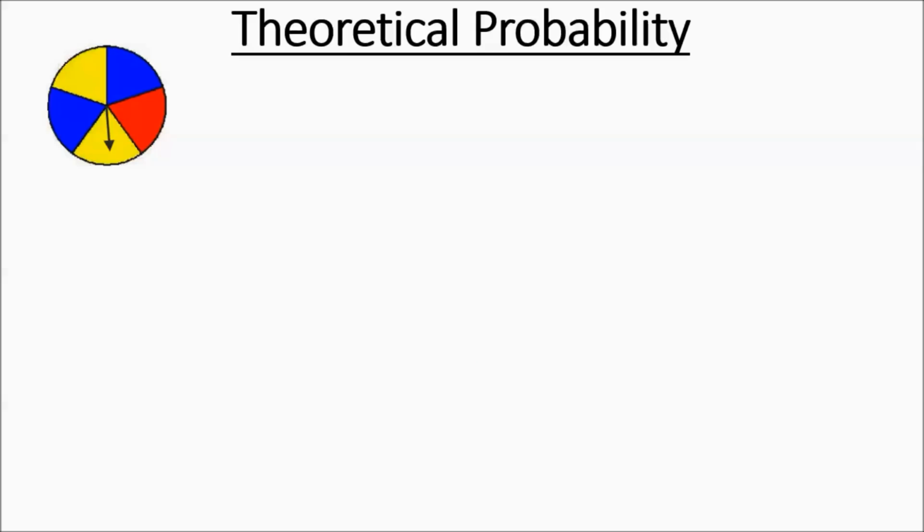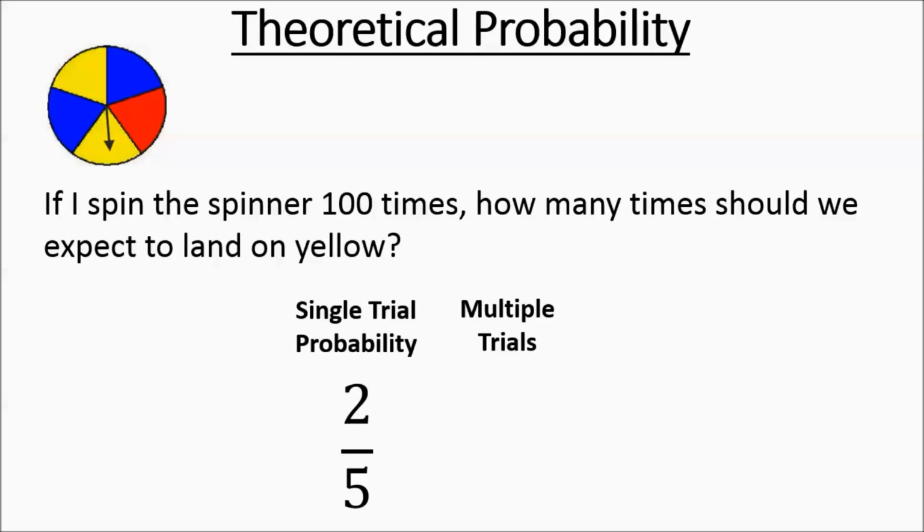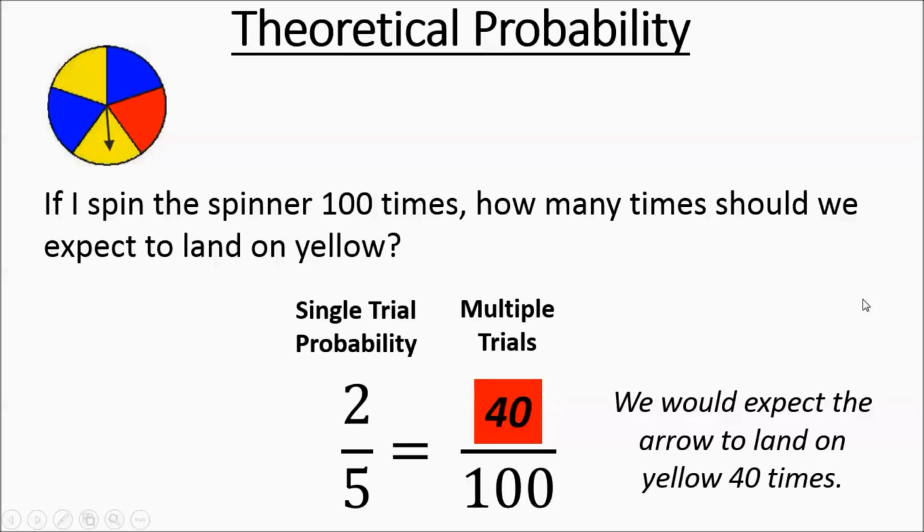So we've got a spinner up here. If we spin that spinner 100 times, how many times would we expect to land on a yellow? Well, for a single spin, you have 2 yellows out of a possibility of 5 outcomes. Now, if we're spinning 100 times, we're going to set it up like this. How many out of 100? 2 out of every 5 spins gives you yellow, blank out of 100. You can do your cross product technique, 100 times 2 divided by 5, and get 40. We would expect the arrow to land on yellow 40 times. If you were to spin it 100 times, you'd expect 40 of those times to land on yellow.